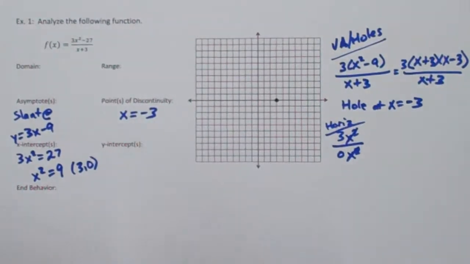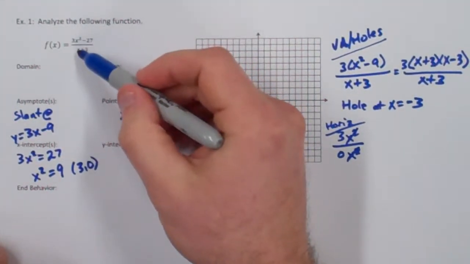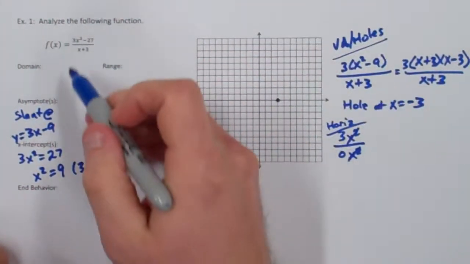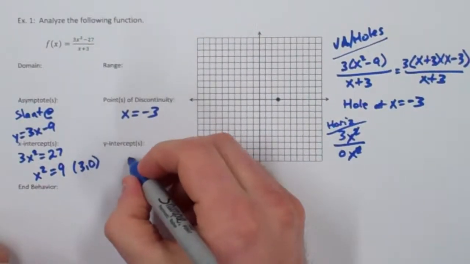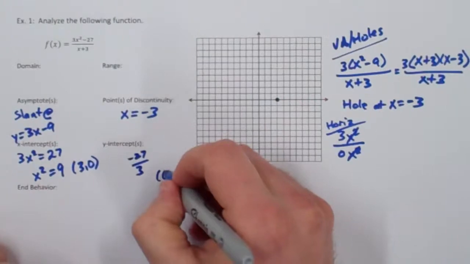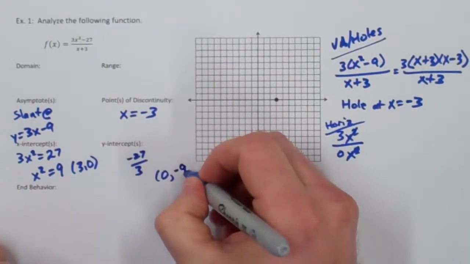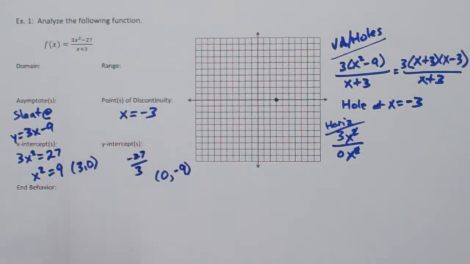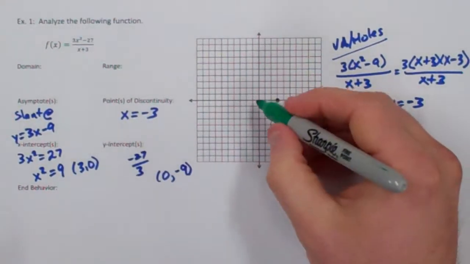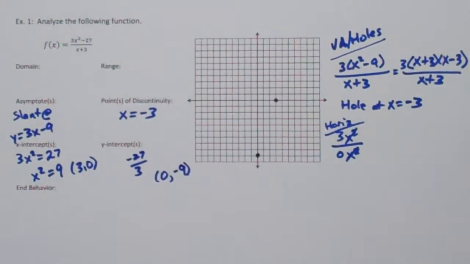So there's that point. As far as the y-intercept goes, what we can do is just take a look at the constants. If we substitute 0 in for x, we're going to have negative 27 over 3. So we're going to have a point 0 comma this value right here, which is negative 9. So at 0, negative 9, we should have the y-intercept.